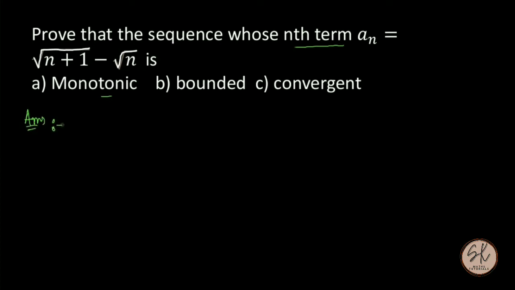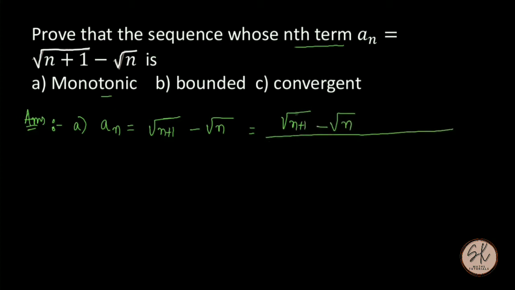Answer. The first part is showing it is monotonic. We know that a_n is given as √(n+1) − √n. We will rationalize it for easily solving this question. So let us rationalize this: multiply by √(n+1) + √n in the numerator and √(n+1) + √n in the denominator.